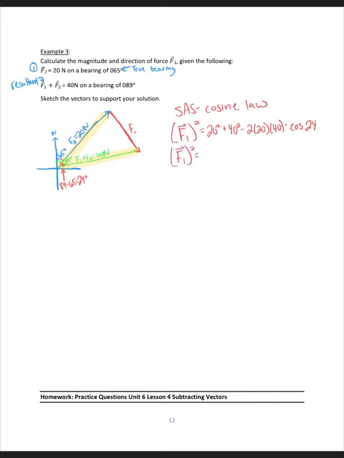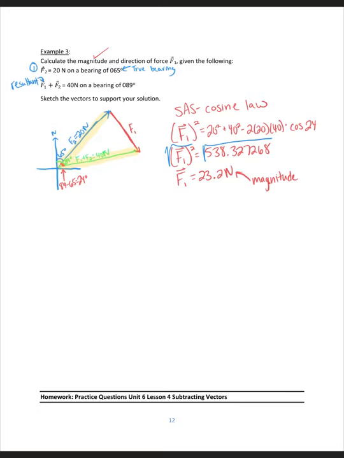So if we simplify everything on the right, we should get 538.327268. Remember, we don't want to round yet. So if we take the square root, so that we can isolate for force 1, we should get 23.2 newtons. Okay, so this represents our magnitude. Okay, it says calculate the magnitude and the direction though. So we found the magnitude. Now we need to work on the direction.